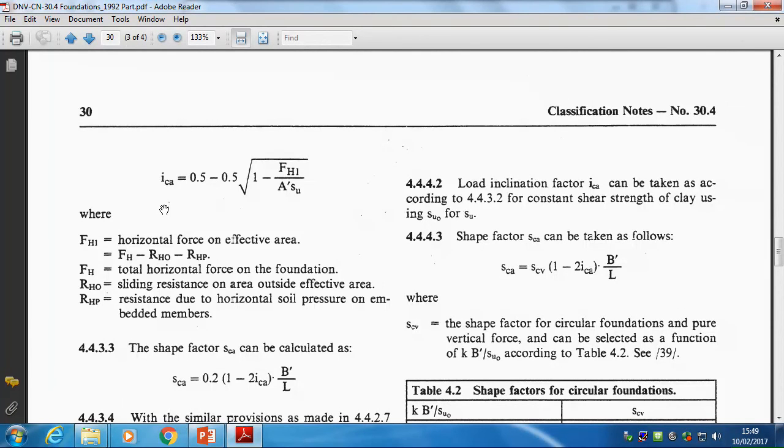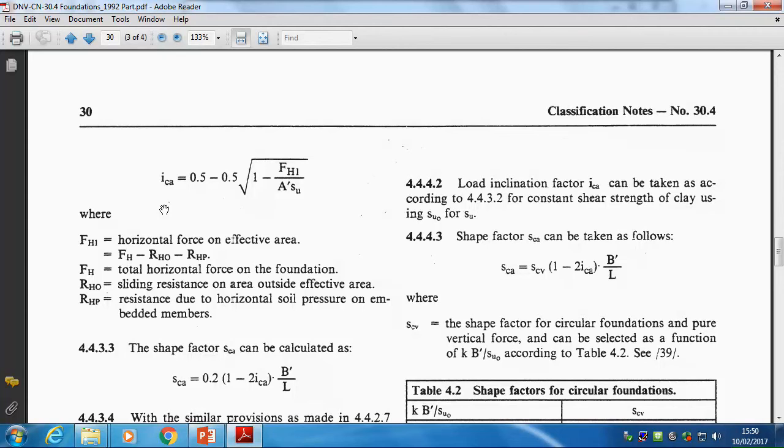So your ultimate bearing capacity per unit area, if we've got, say, a clay where SU equals 10 kPa, then Q equals 6.14, because we've got that there, times 10 kPa, which equals 61 kilonewtons per metre squared. Okay?